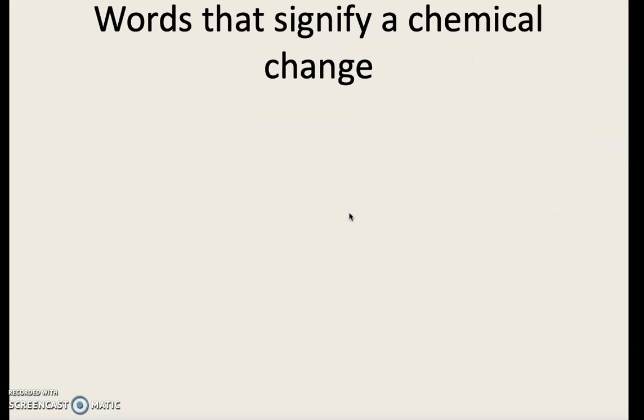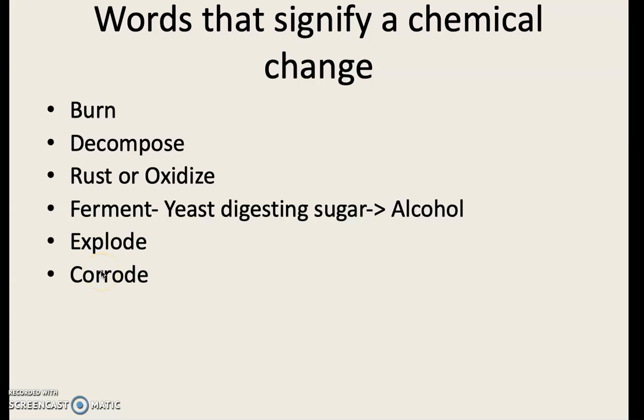Now let's look at some words that signify a chemical change. We have burn, decompose, which means to break down. Rust or oxidize means where oxygen bonds to a metal. Ferment is where yeast digest sugar to form alcohol. Explode, corrode, and react. And there's a little asterisk here. React is a very important one.